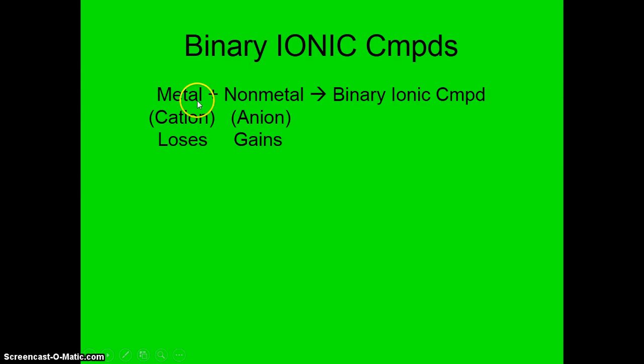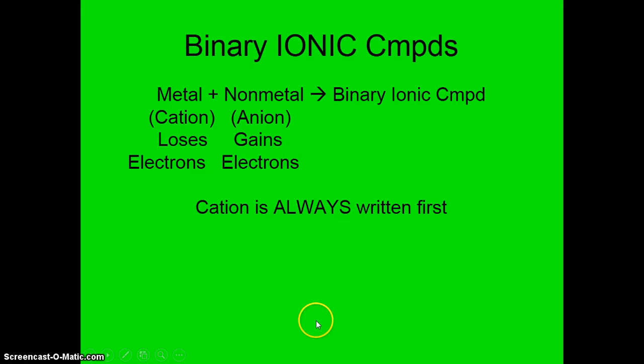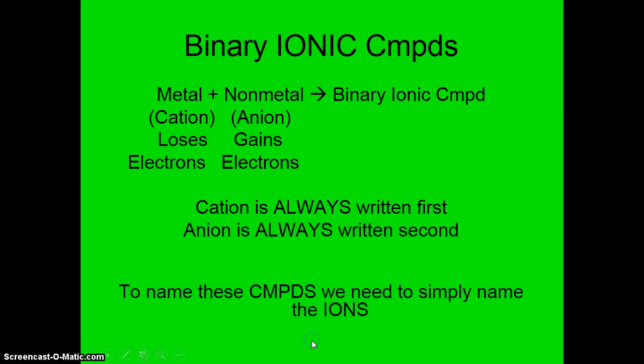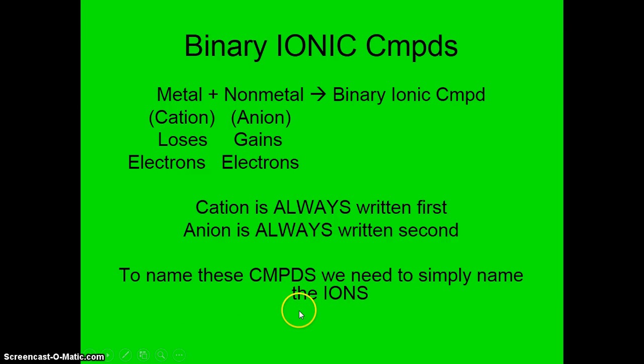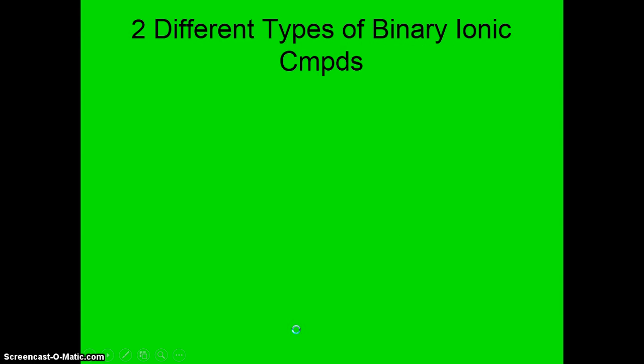The cation loses electrons and the anion gains the electrons. So remember, the cation becomes positive because it loses electrons. The anion gains electrons. That makes a binary ionic compound. The rule is you always write your cation first and your anion second. And to name these compounds, we just need to name the ions.